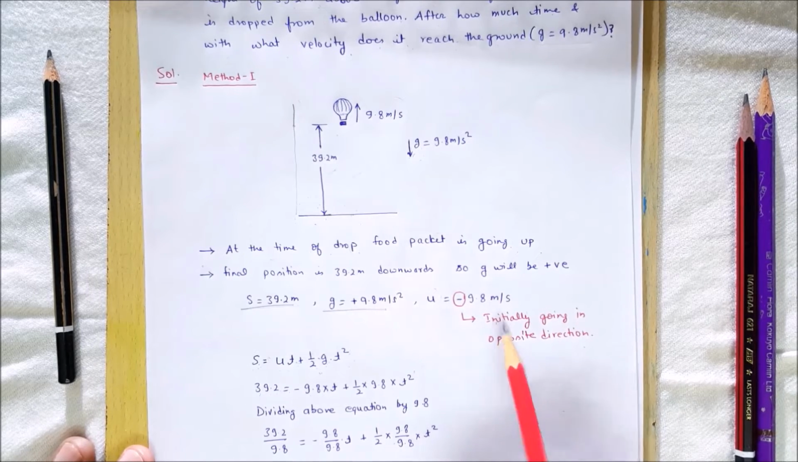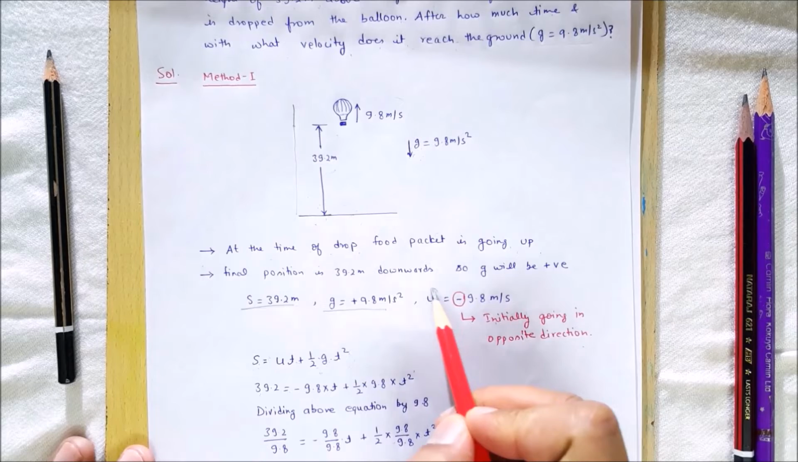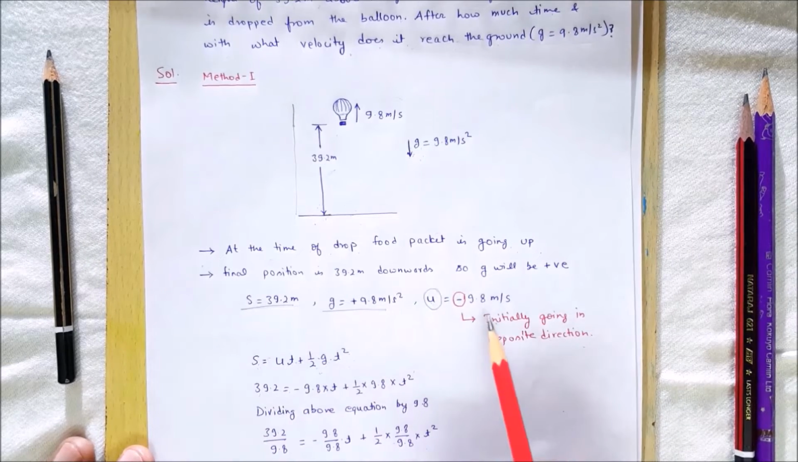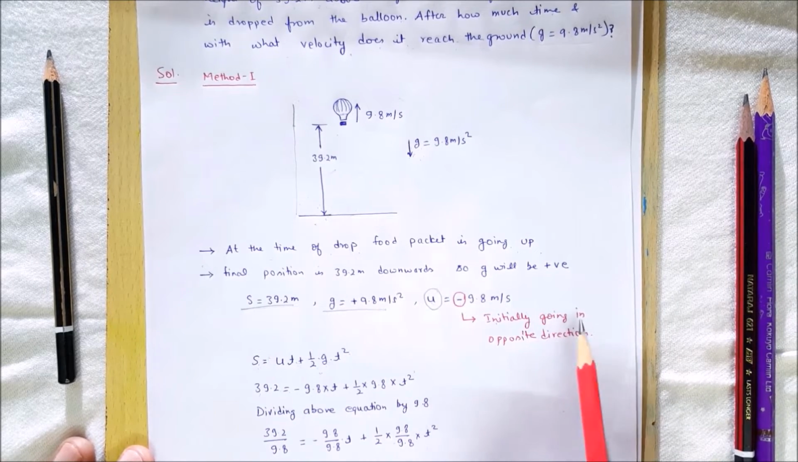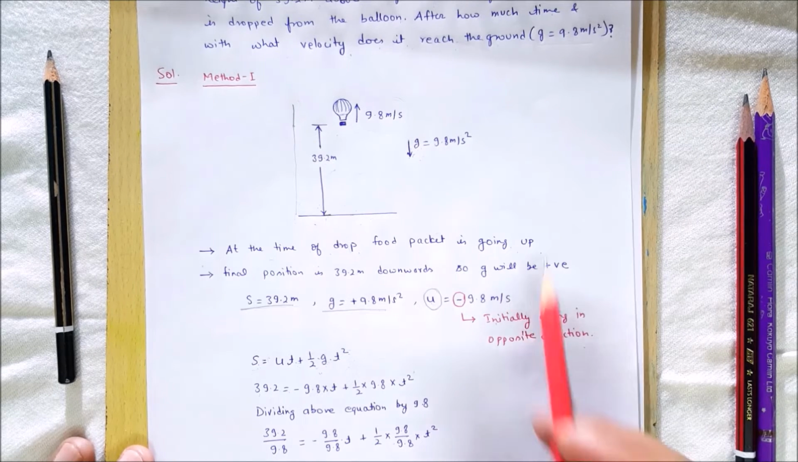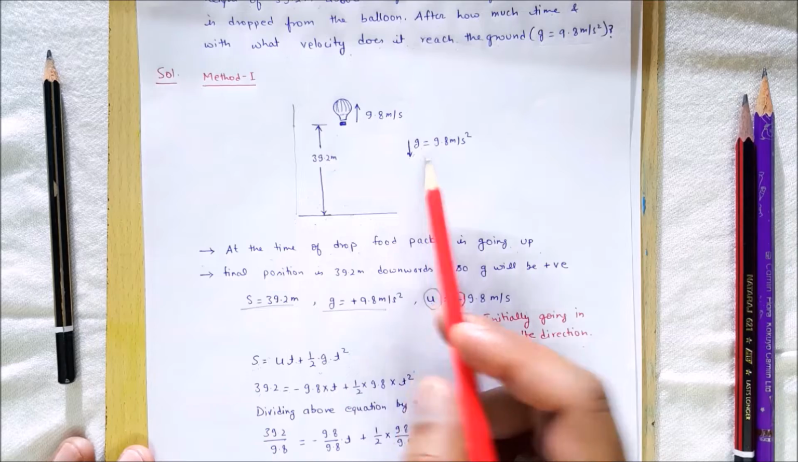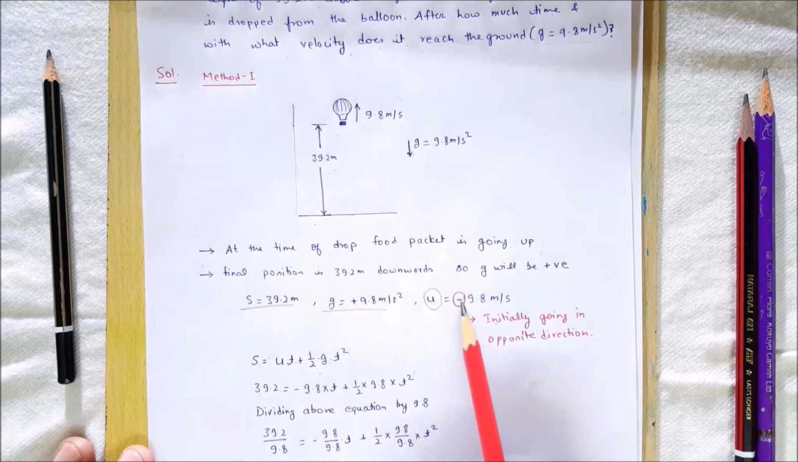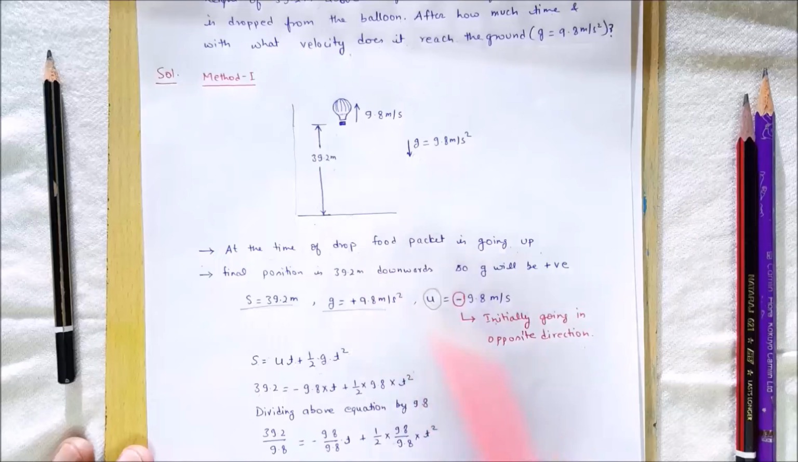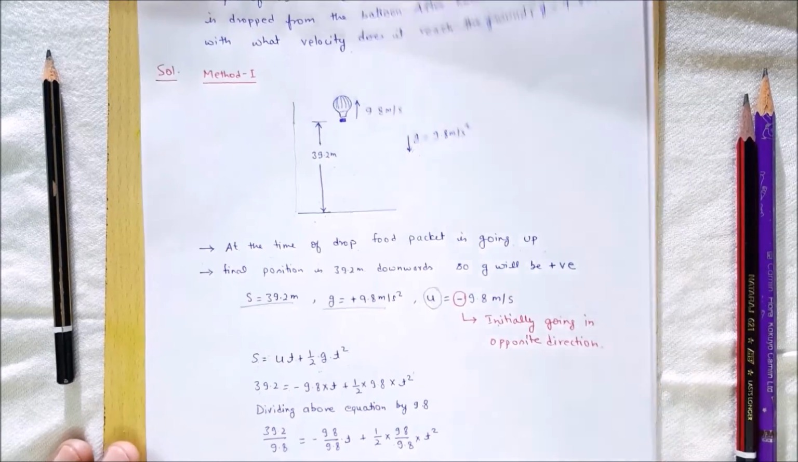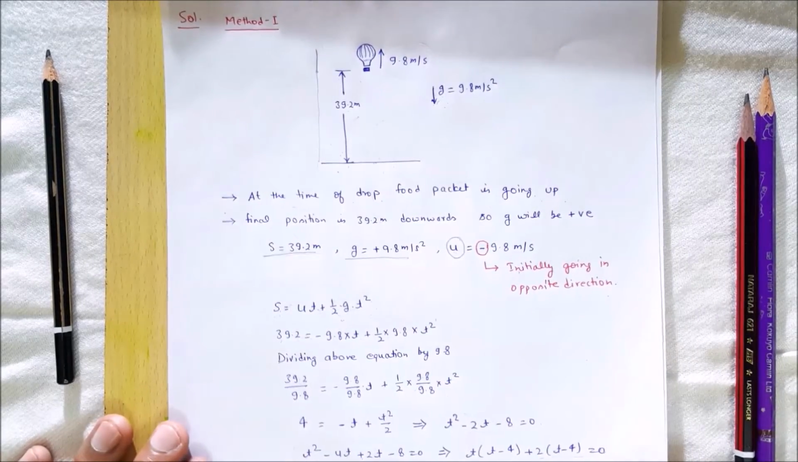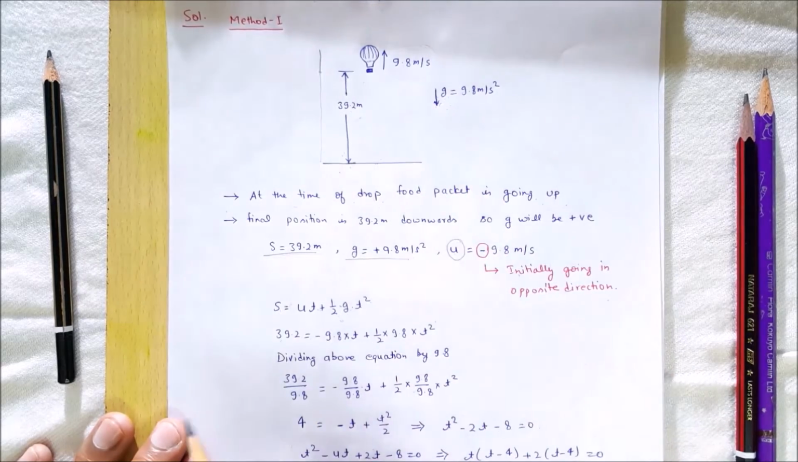For the food packet, U is the initial velocity. And initially, the food packet is going up. That is the opposite direction to the acceleration. So we will take U as minus. This direction is opposite to the final destination as well as the direction of the acceleration.